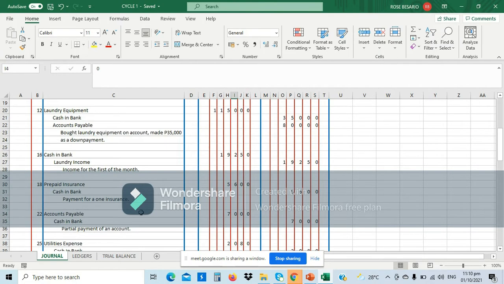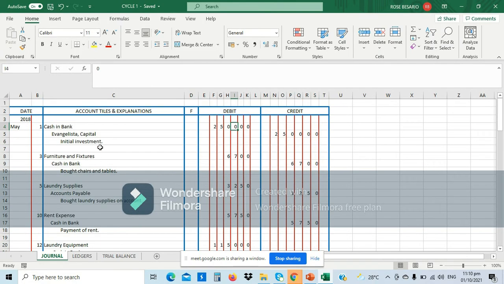After that, we now do the posting. Take note, while I was preparing the journal entries, I did not touch the folio column or your reference column. We will be using this one when we do the posting, when we transfer the entries here to their respective ledgers. Okay? So we now do the posting.